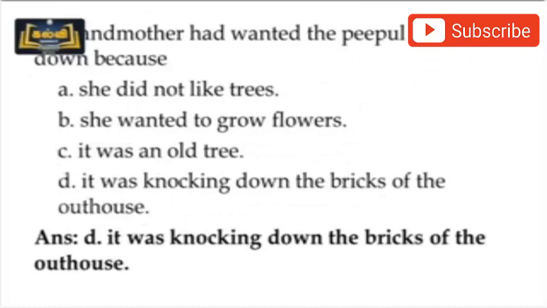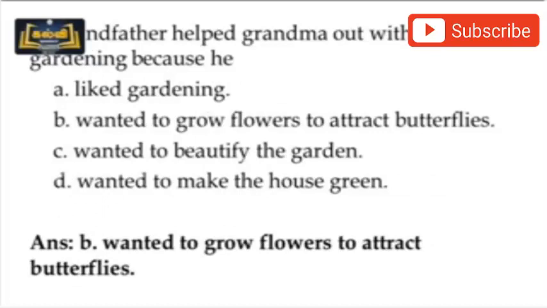Second question. Grandmother had wanted the peepal tree cut down because dash. Option A, she did not like trees. Option B, she wanted to grow flowers. Option C, it was an old tree. Option D, it was knocking down the bricks of the outhouse. Yes, the correct answer is option D. It was knocking down the bricks of the outhouse.